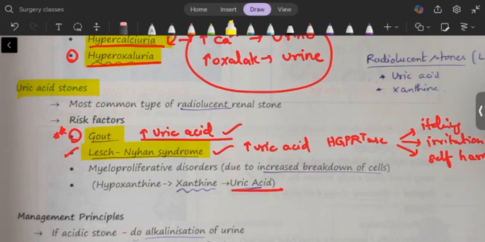Other than that, myeloproliferative disorders, because of this there will be increased breakdown of cells. Increased breakdown of cells ಅಂದರೆ increased DNA, from again increased DNA ಅಂದರೆ there will be increased uric acid. So similarly, hypoxanthine and xanthine in turn will lead to uric acid. So basically, if there is excessive uric acid in the body, it will lead to uric acid stones.